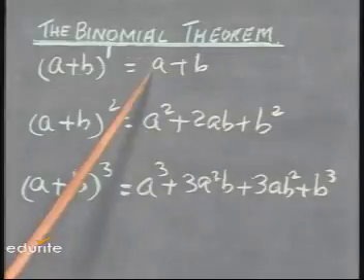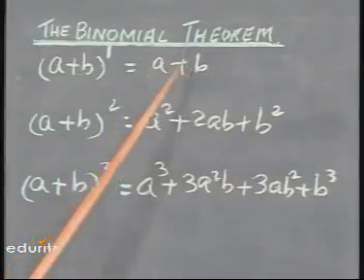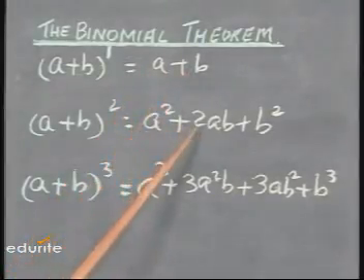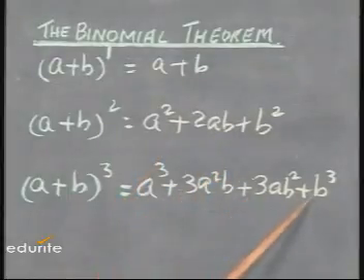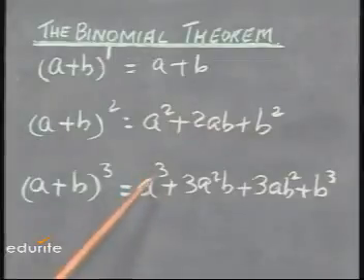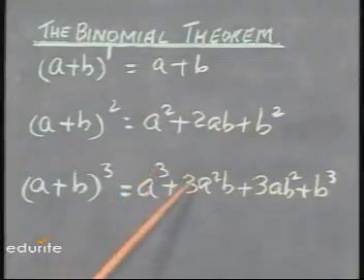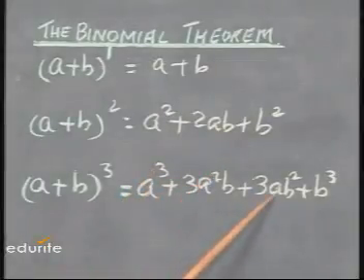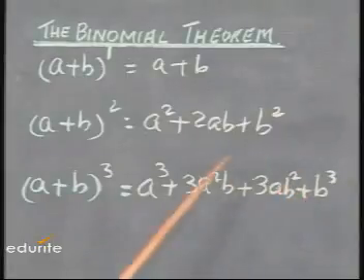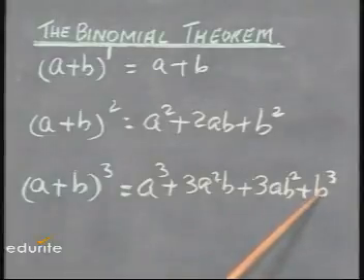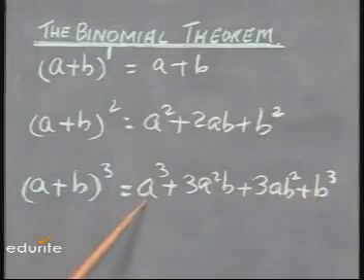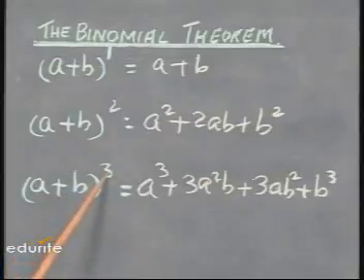So if you look at these coefficients, we have 1 and 1. Here we have 1, 2, 1. 1, 3, 3, 1. Also you can see that a cubed becomes a squared, becomes a to the power 0, which is 1. And b starts from here, b squared, b cubed. So these patterns help us to find a formula for a plus b to the power of n.